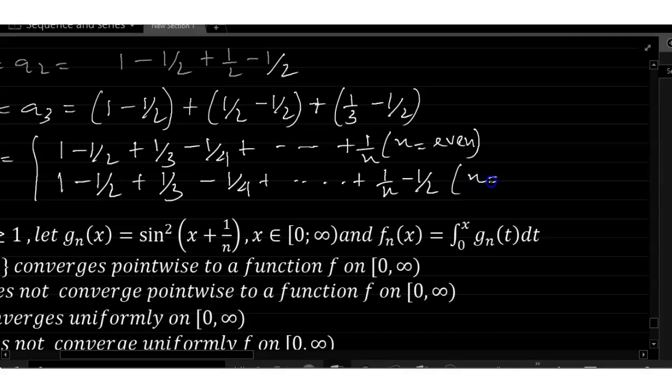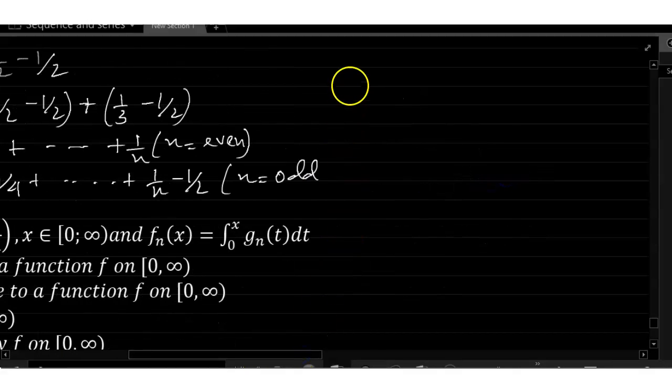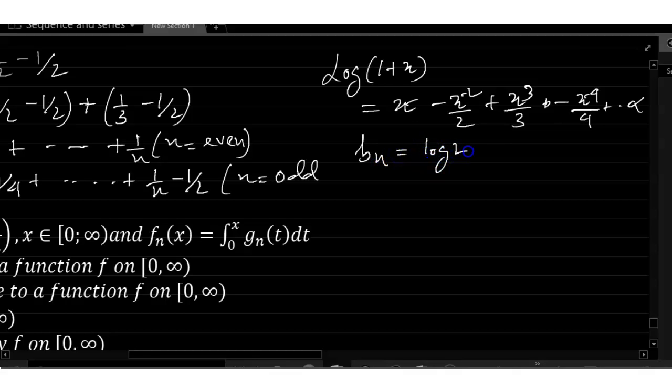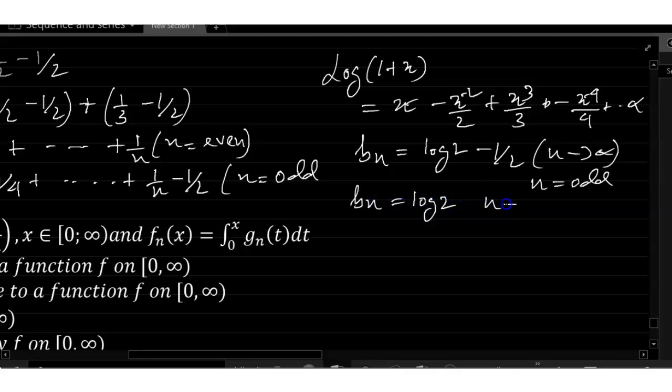So in this case, n equals to, now apply log(1 + x) is equal to x minus x squared by 2 plus x cubed by 3 minus x to the power 4 by 4 up to infinity. So Bn equals log 2 minus half when n tends to infinity and n is odd, and Bn equals log 2 when n tends to infinity, n is even.